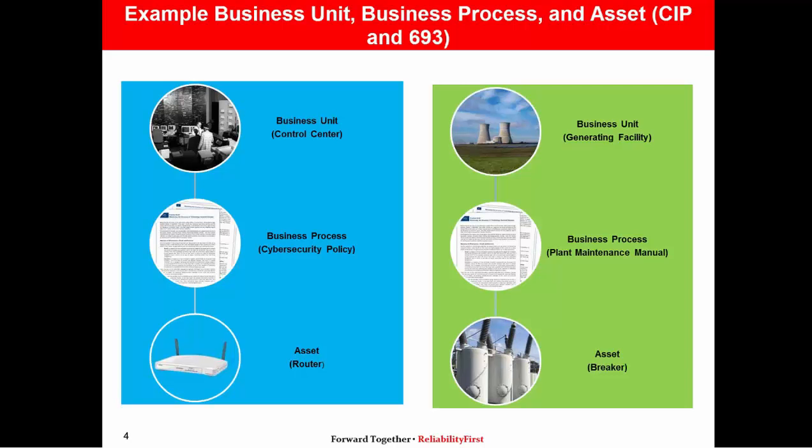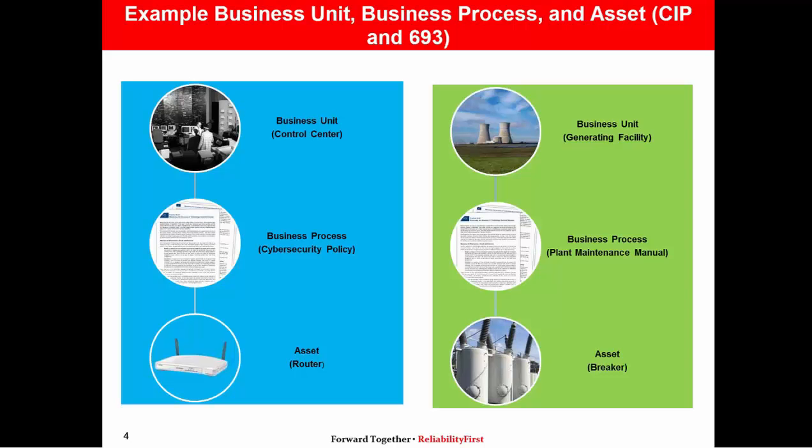Within that control center, generally we would have a router or some sort of firewall that would be applicable to some of the cybersecurity policies. So for instance, SIP5 and SIP7 would be applicable to a router or a firewall that would be considered an access point.